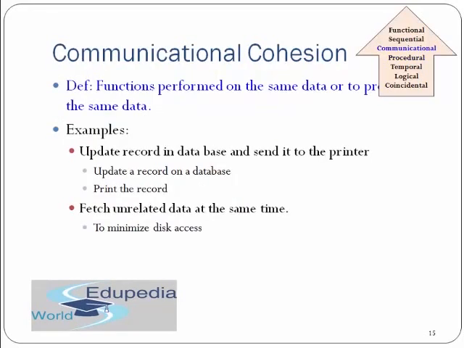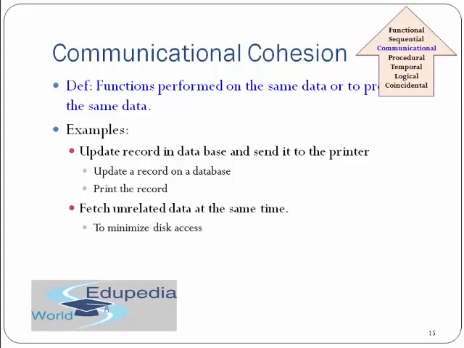Then we have communicational cohesion. It says functions are performed on the same data or provide the same data. The examples are: update record in database and send it to a printer. So this is communicational cohesion. Once the records are updated in the database, only then will they be sent to a printer. Or as soon as the records are updated, we need to send them to the printer. So this depends upon the communication between two activities.